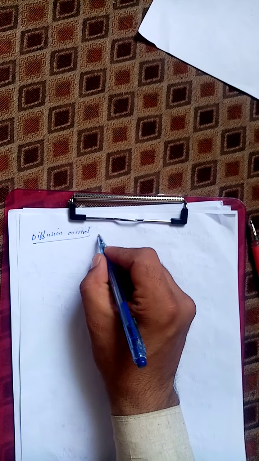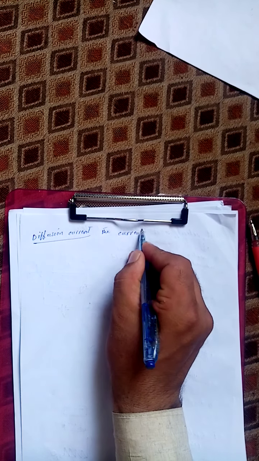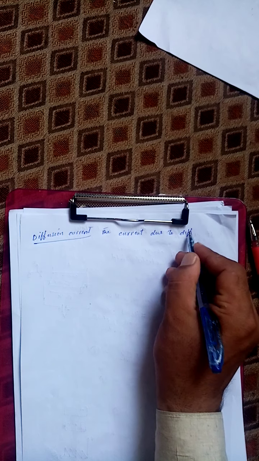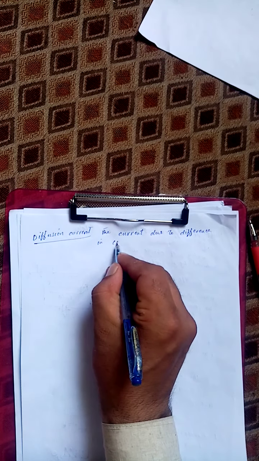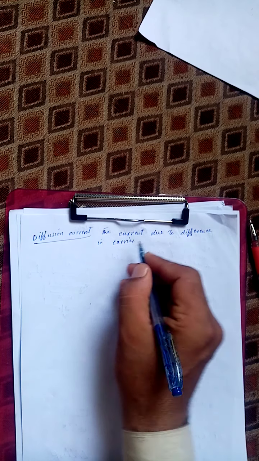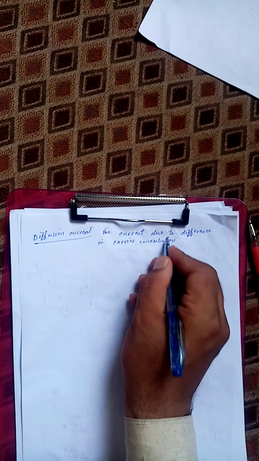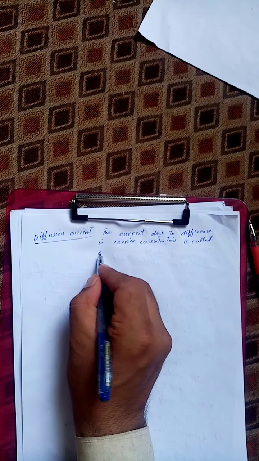Okay, what is meant by diffusion current? The current due to the difference in carrier concentration. The current due to difference in carrier concentration is called diffusion current.